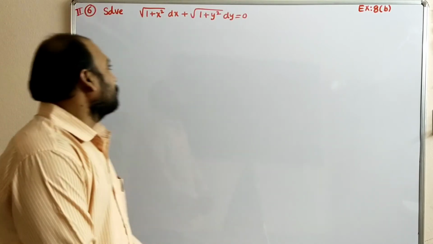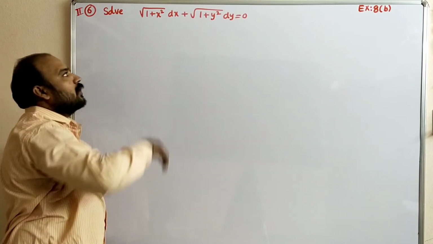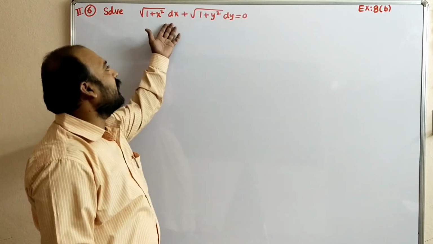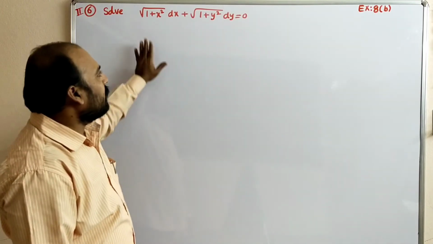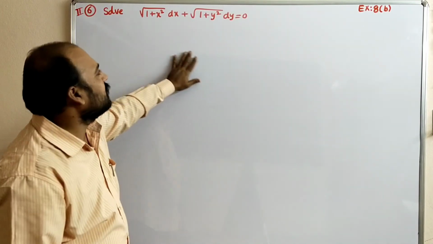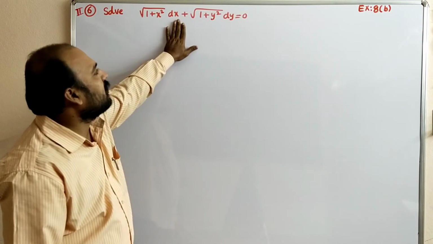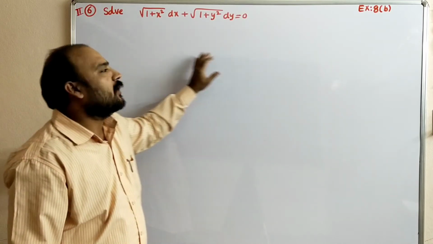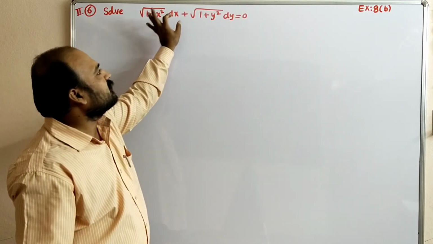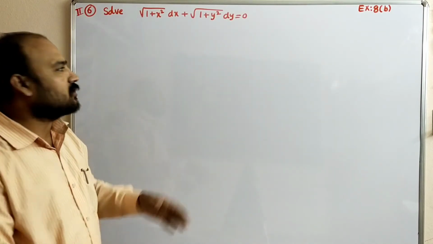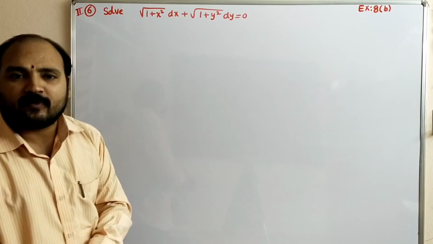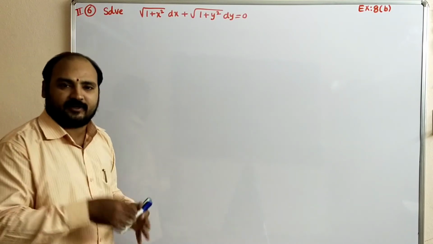The next question. Solve square root of 1 plus x square into dx plus square root of 1 plus y square into dy equal to 0. Here, by observing the given differential equation, x variables are separated, y variables are separated. It is in the form of f of x dx plus g of y dy equal to 0. So it is in variable separable form, so directly you have to integrate that.